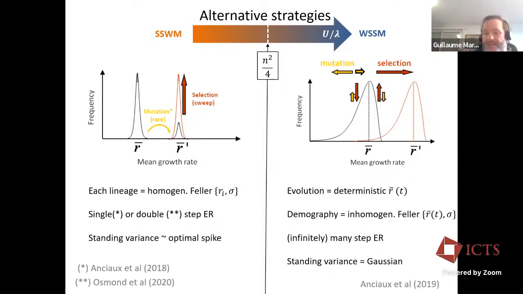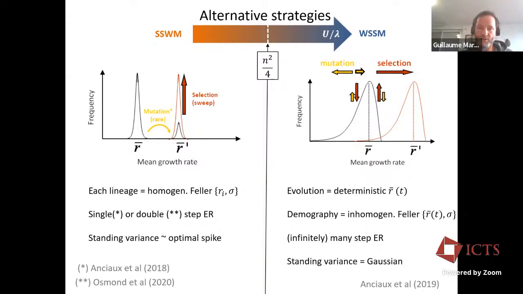And so in this case, we will use this approximation, which is we consider evolution to be deterministic. So it's following the deterministic trajectory of mean fitness for that new environment. And we just will consider that demography is stochastic, so that it's just the demography, the noise around this expected mean fitness that creates the extinction or rescue. And then it is fundamentally an infinitely many step ER. And the standing variance in this case also is different from the other because it's the Gaussian case. So this is the other paper where we do that.